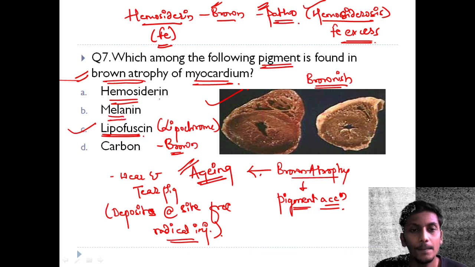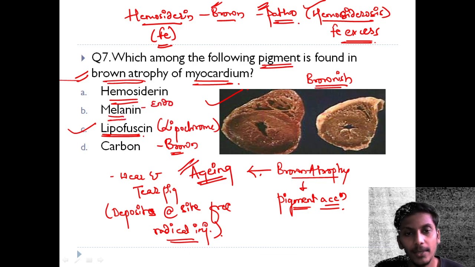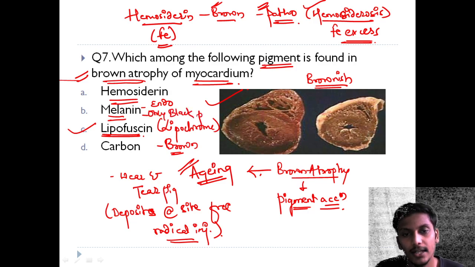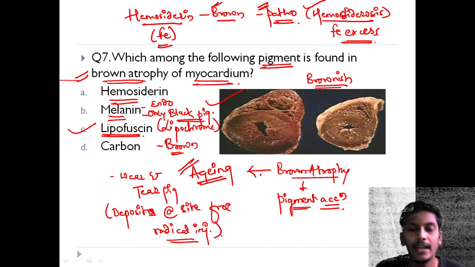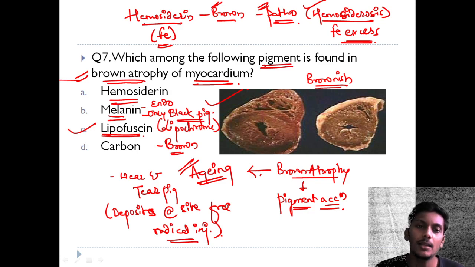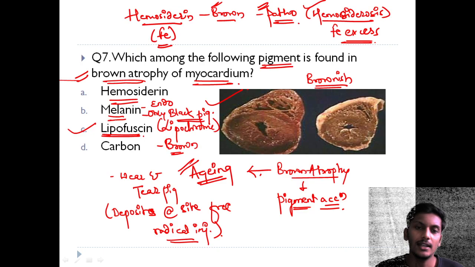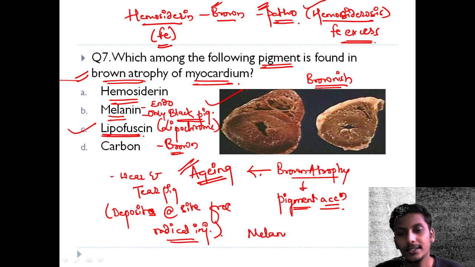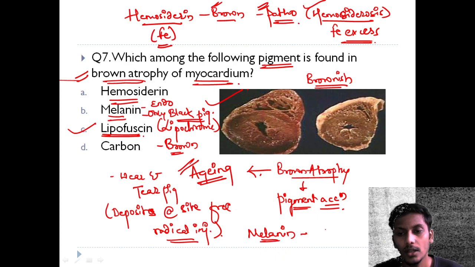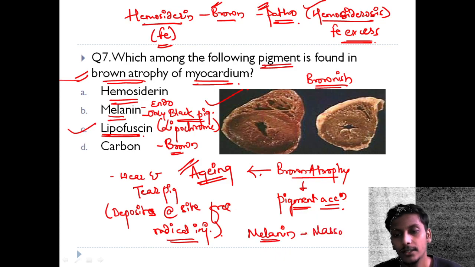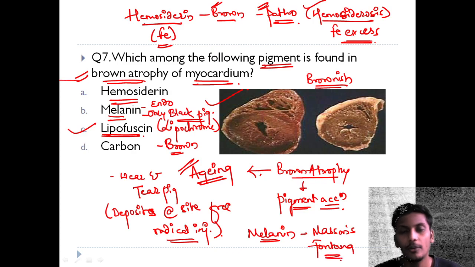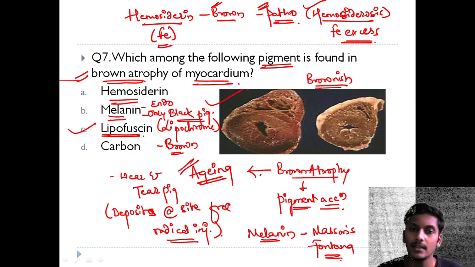Then melanin. Melanin is also an endogenous pigment, and please remember it is the only black colored endogenous pigment which accumulates inside the body. The only black colored endogenous pigment which can accumulate inside the body is what? Melanin. Okay, it is your melanin. One more important point to remember about melanin is what? The stain used for melanin is known as what? So please remember, the stain is important. The stain used for melanin is known as Masson's Fontana.